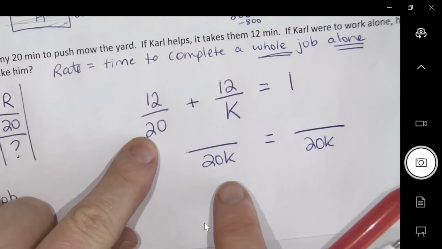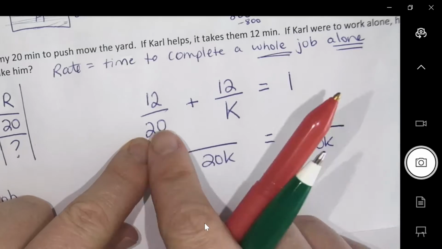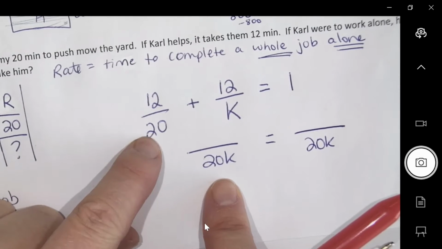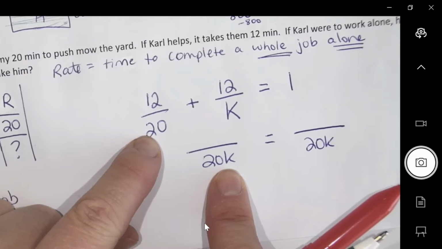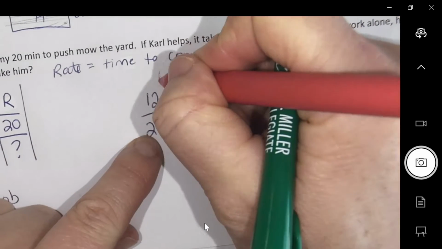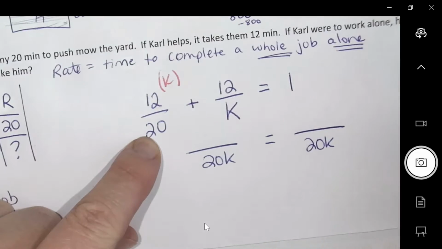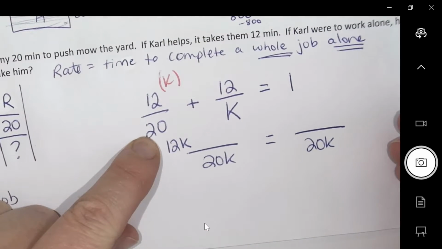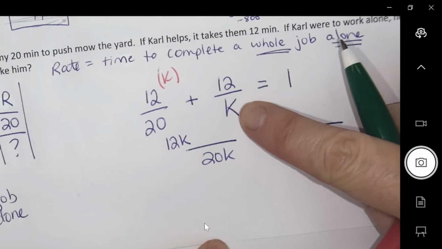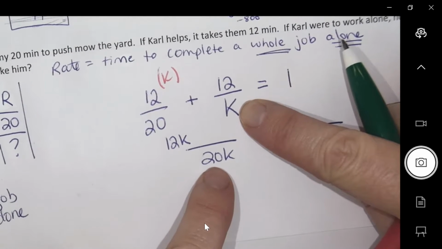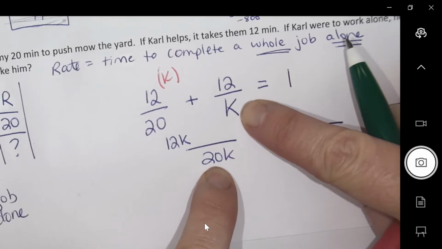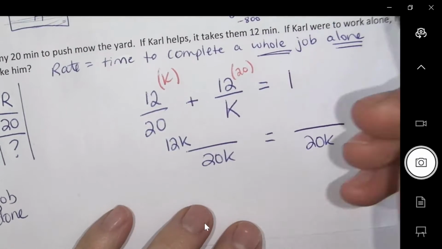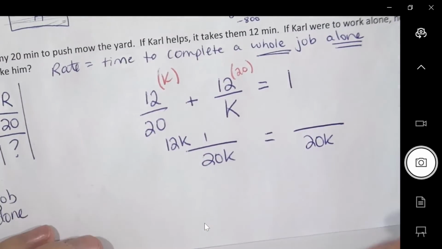Okay, we have 3 pieces here we got to look at. So look at the first one. There was a 20 and now there's a 20K. What happened to it? Multiplied by a K. So that makes 12K. Second fraction, there's a K, and now there's a 20K. You gotta add 20. So I multiply by 20. That makes 240.